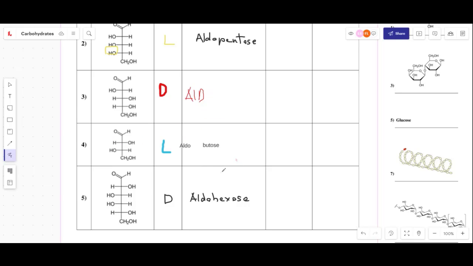Is this L, is it aldo, or is it supposed to be keto? This one, number 4, is that not keto? No, number 4 there is an aldose. It's an aldo? Okay. Yeah, number 4 is an aldose because it has to do with where the double bond is. If the double bond is on an end carbon, then that's an aldehyde, and therefore it's an aldose.